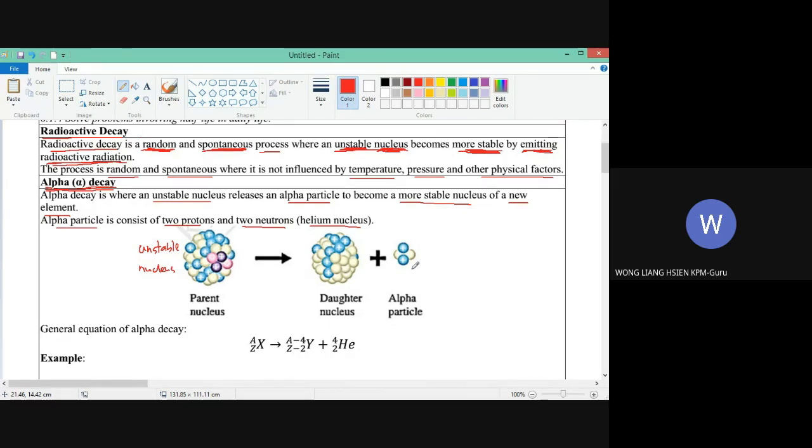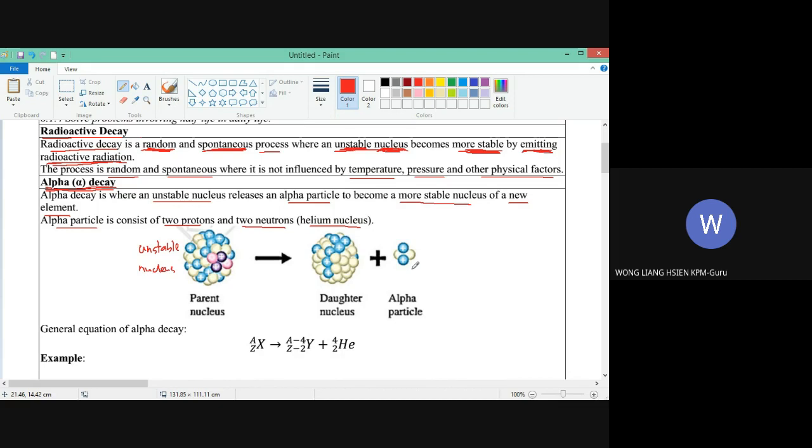Get the idea. Because the component of the alpha particle, which is 2 protons and 2 neutrons, is the same as the nucleus of helium, we also call it a helium nucleus. Understand?